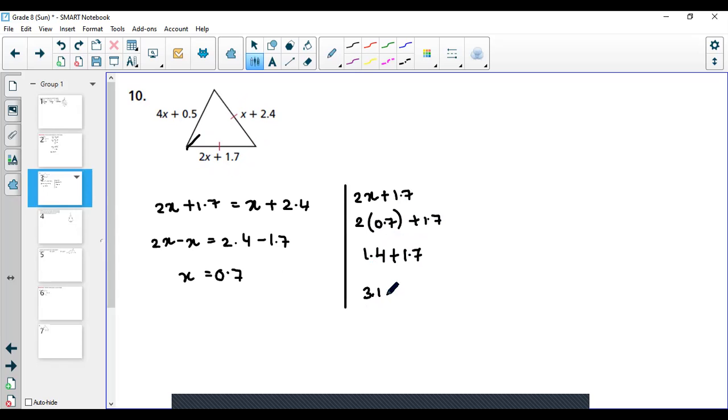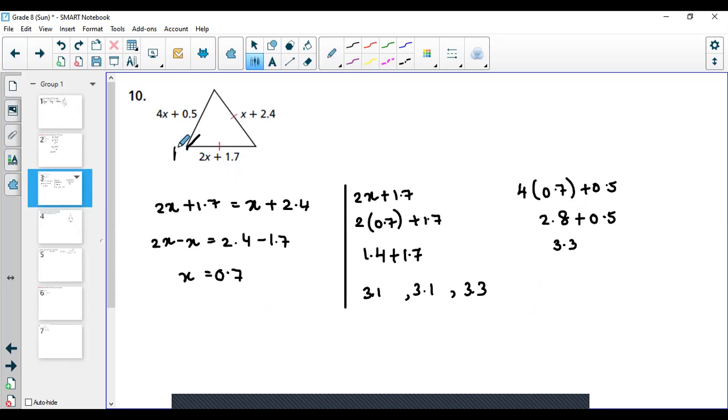So one length is this one, and another length is also 3.1. And what about the next length, which is 4x plus 0.5? You need to find that out, because it's not the same. So that's going to be 2.8 plus 0.5, which is going to give you 3.3. So we have two lengths with 3.1, 3.1, and the next one is 3.3. So these are the three lengths of the triangle.